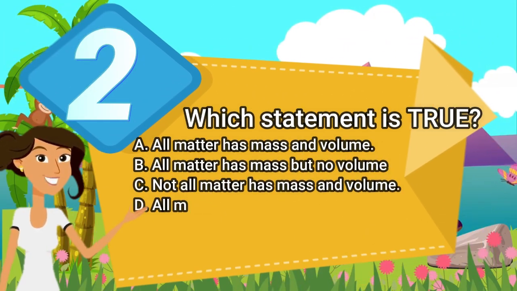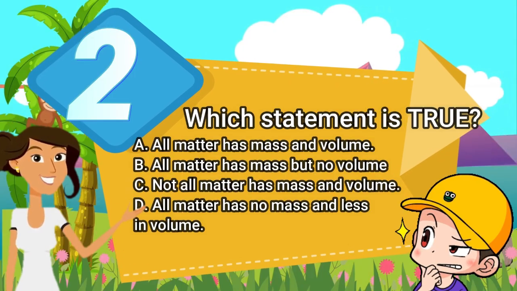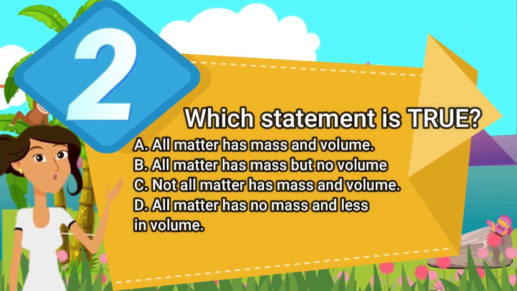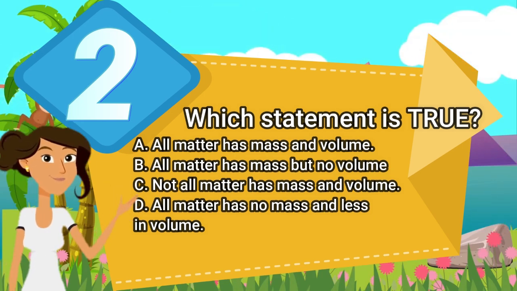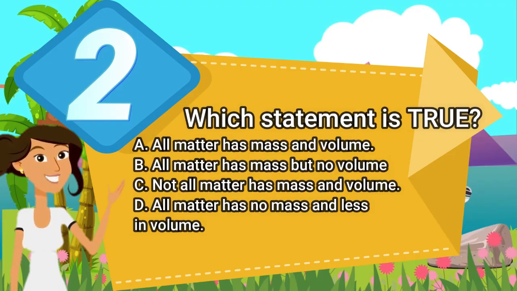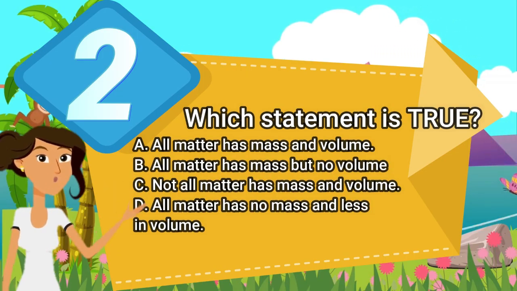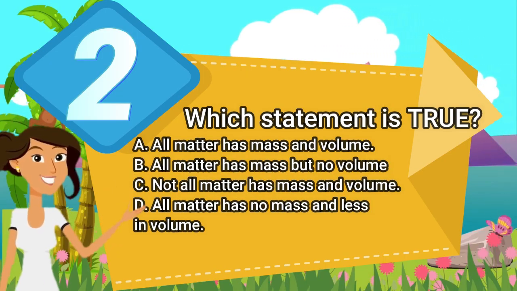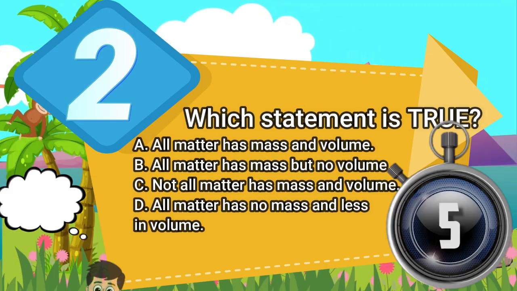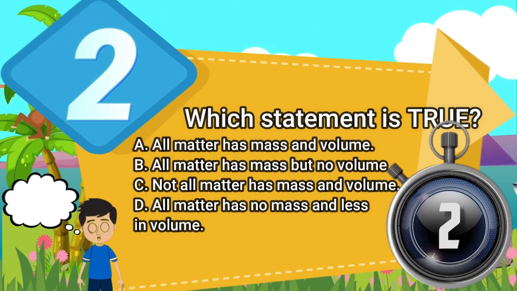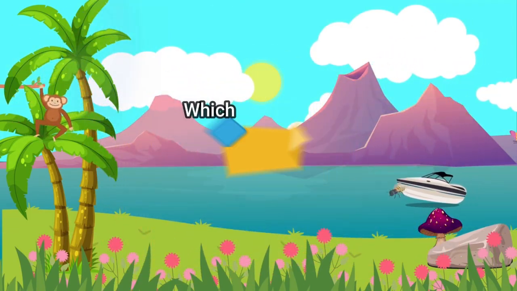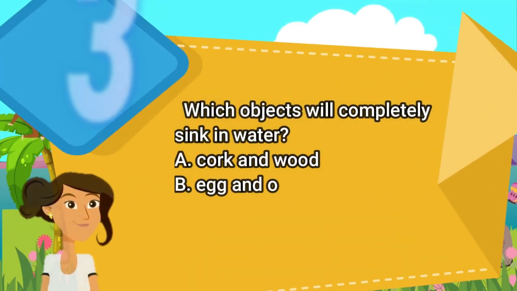Which statement is true? A. All matter has mass and volume. B. All matter has mass but no volume. Letter C. Not all matter has mass and volume. And letter D. All matter has no mass and less in volume. Your timer starts now. Time is up. Let's proceed to question number 3.